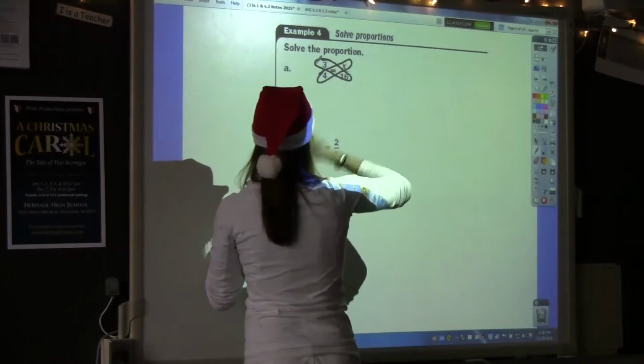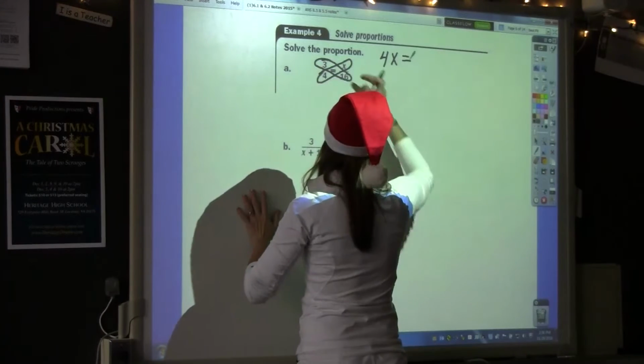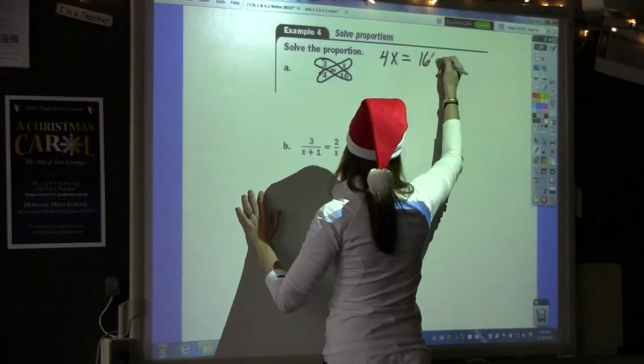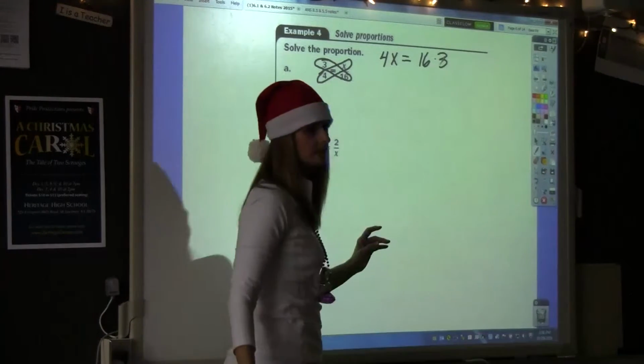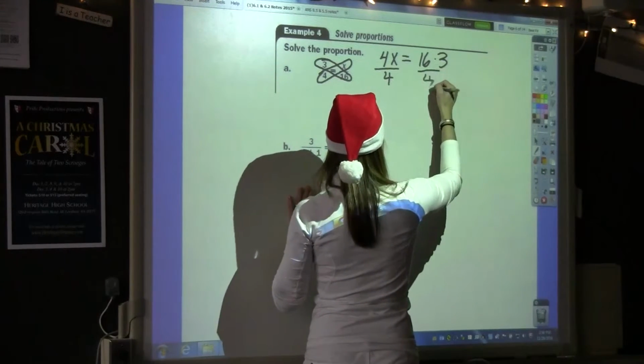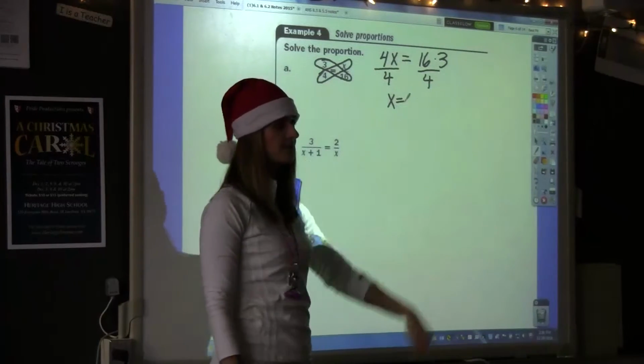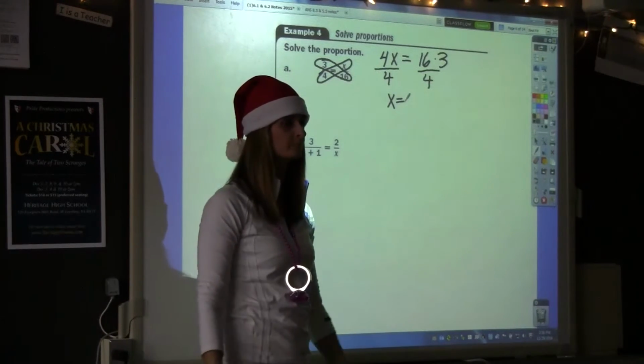Cross multiply: 4 times x equals 16 times 3, 3 times 16, whatever. Take out your calculator, 16 times 3 divided by 4, what do you get? 12.